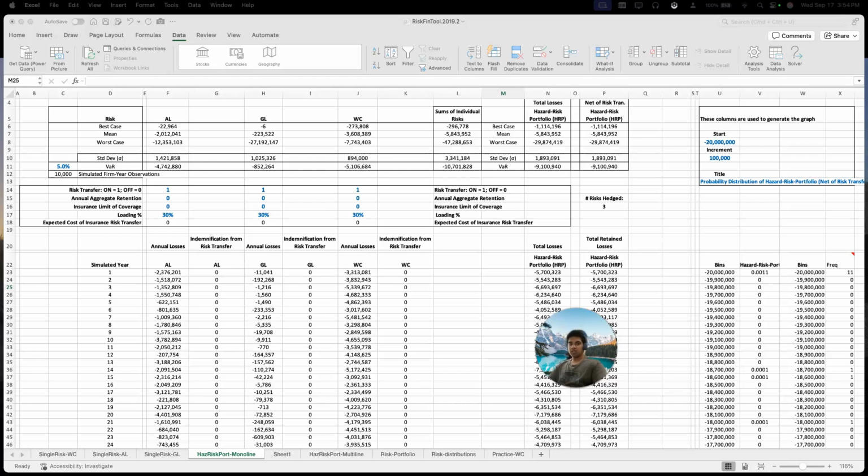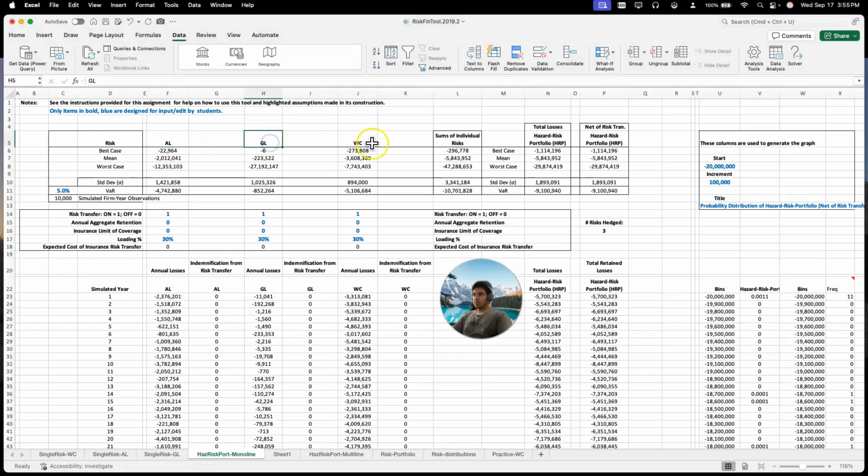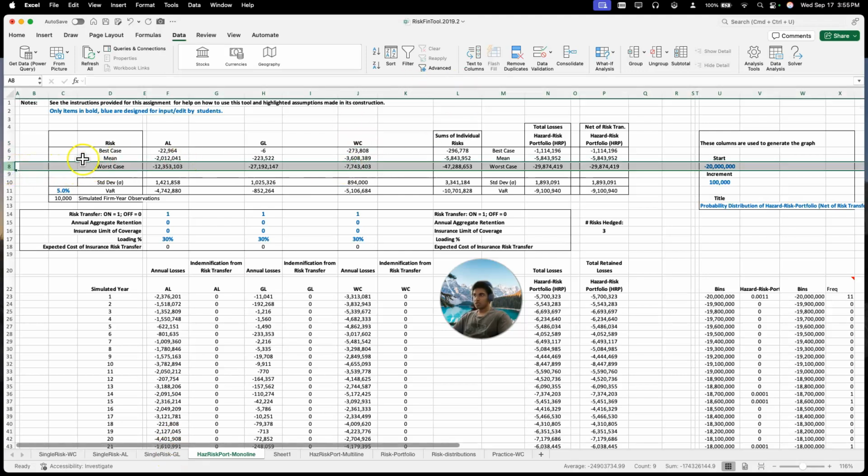I wanted to help you guys with this assignment. You might be looking at this and be like, what the heck, there's so much on my screen, I don't know what to do. And actually, it's quite simple. All you gotta do is, you see there's auto liability, general liability, and workers' comp. And at the bottom here, you can see workers' comp, auto liability, general liability. We're gonna be taking a look at the worst case scenario for all three.